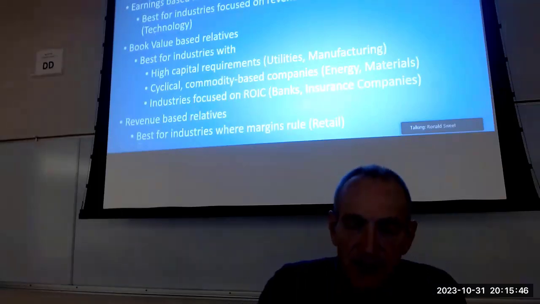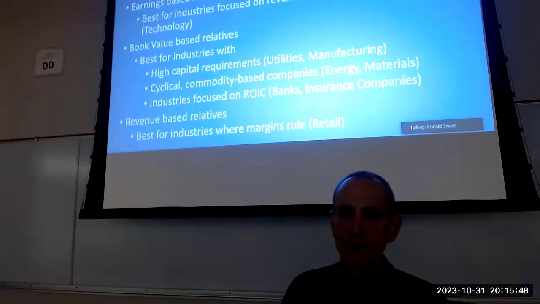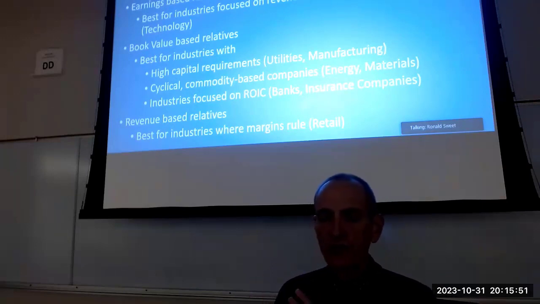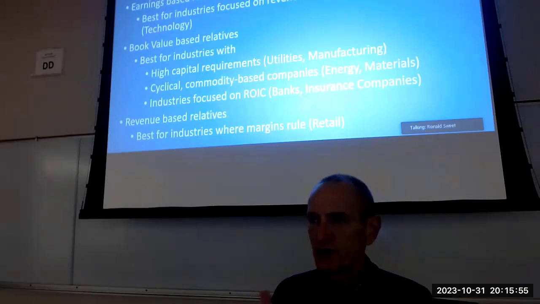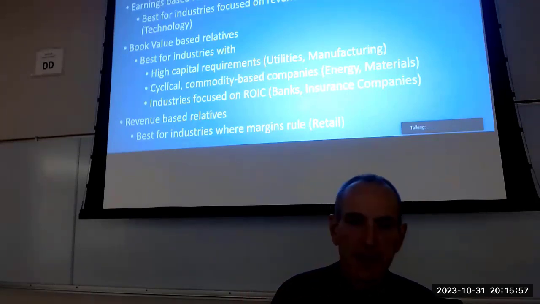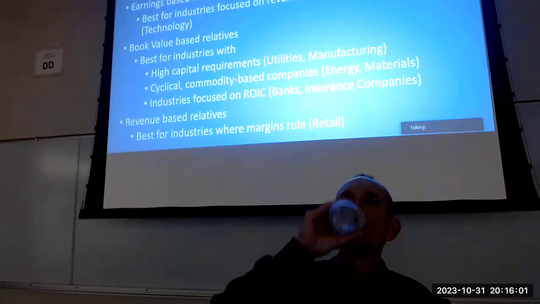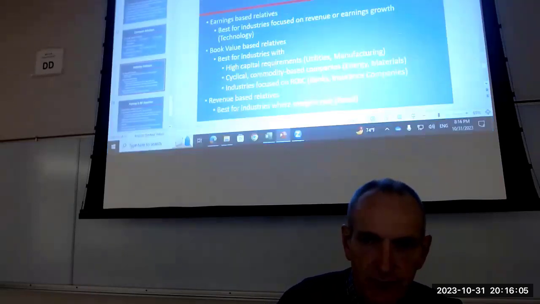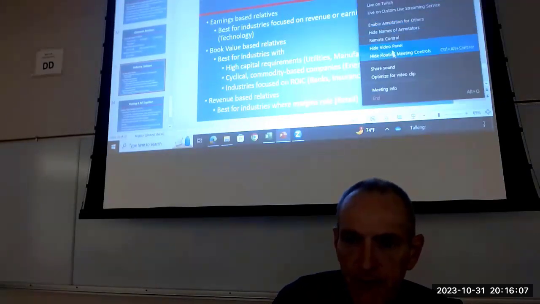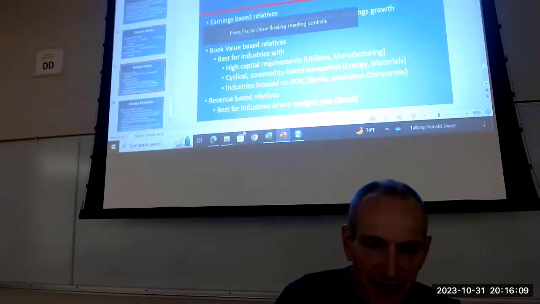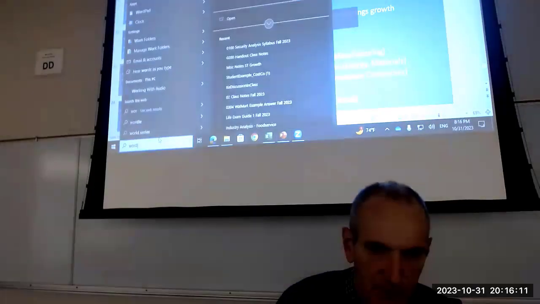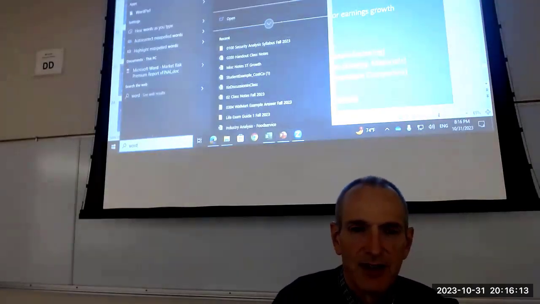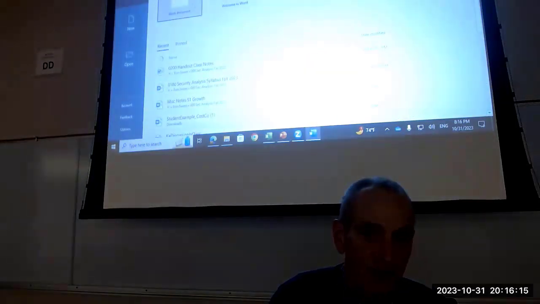So earnings based are used by industries really focused on growth in earnings, growth in revenue. So tech stocks almost always use EV to EBITDA. Now, I will tell you a ratio I really, really like. We don't have any tech stocks, so I'm kind of wasting y'all's time, but for other purposes, right? And some of y'all may want to use this ratio for your industry.